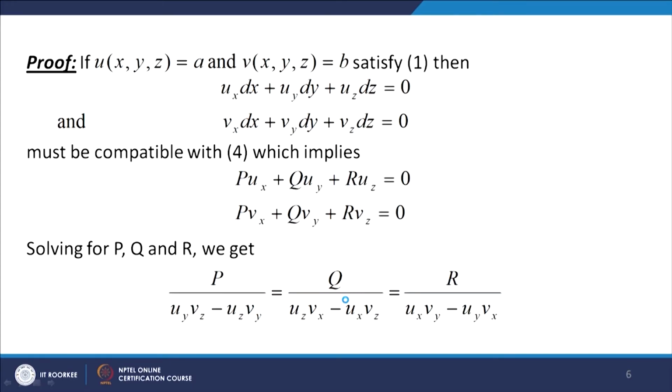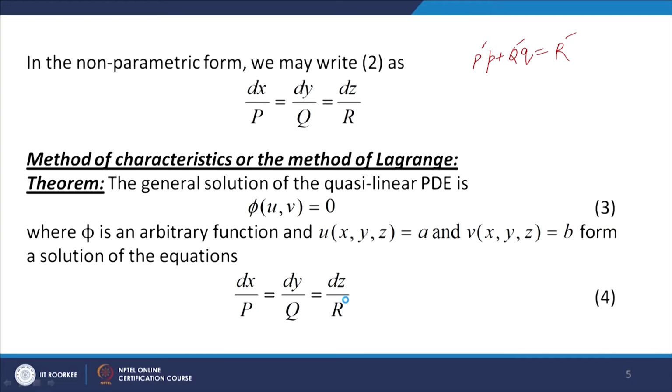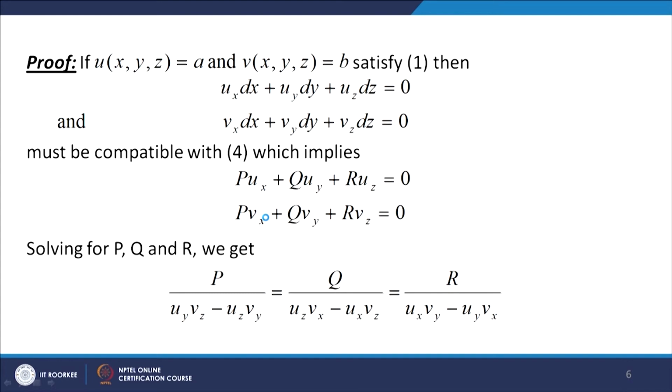Now, let us prove this theorem. We have to prove that the general solution of the Cauchy-linear PDE is given by phi(u, v) equal to 0, if u(x, y, z) equal to a, v(x, y, z) equal to b form a solution of the characteristic equations dx by P equal to dy by Q equal to dz by R, and phi is an arbitrary function. So, let us see how we prove this. If u equal to some constant a and v equal to some constant b, they satisfy the Cauchy-linear PDE, that is Pp plus Qq equal to R.